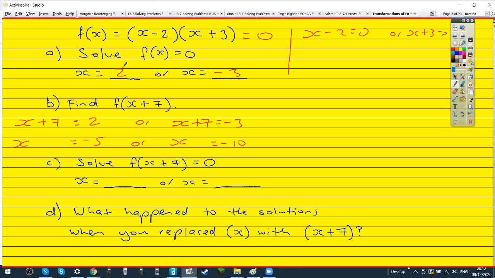Spot the difference. 2 became -5, -3 became -10. What happened to it each time? What makes 2 become -5? What makes -3 become -10? 2 becomes -5 when -7 is added on. Yep. And so essentially we did f of x plus 7, but that did -7 to the x's because we bring it across to the other side.